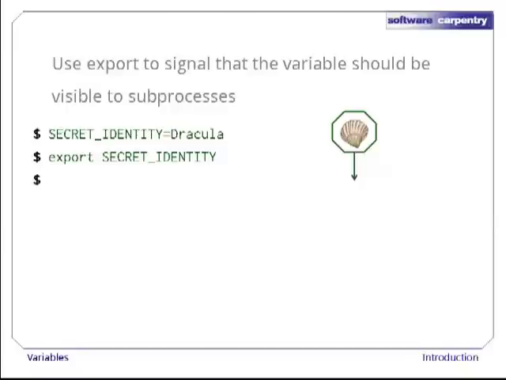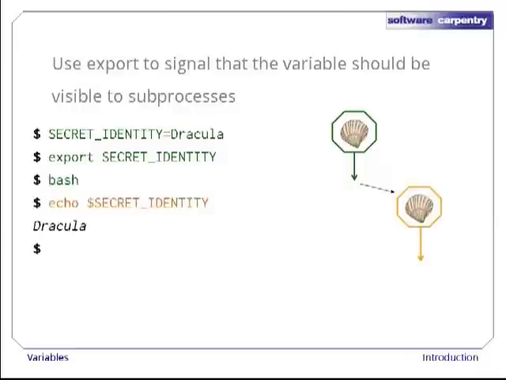If we typed that, the shell would expand secret identity, and our export command would actually be export Dracula, which would do nothing because there's no variable called Dracula. Now let's run a new shell and type echo $secret_identity. Yep, there's our variable. And of course, exiting brings us back to our original shell.